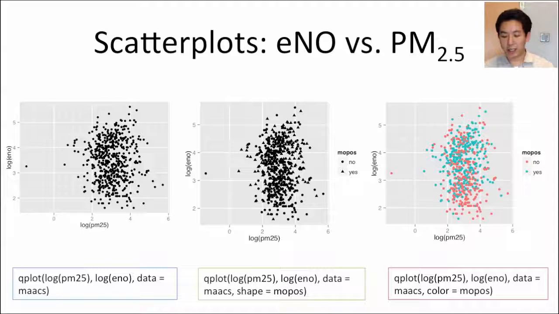So on the right-hand side here, instead of separating the two groups by shape, I separated them by color, and it's a little bit easier to see the two different groups in this plot now.